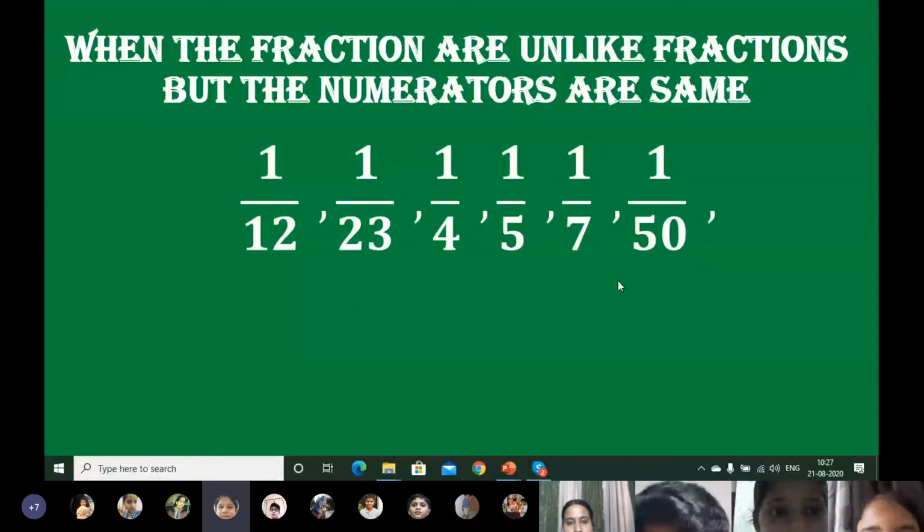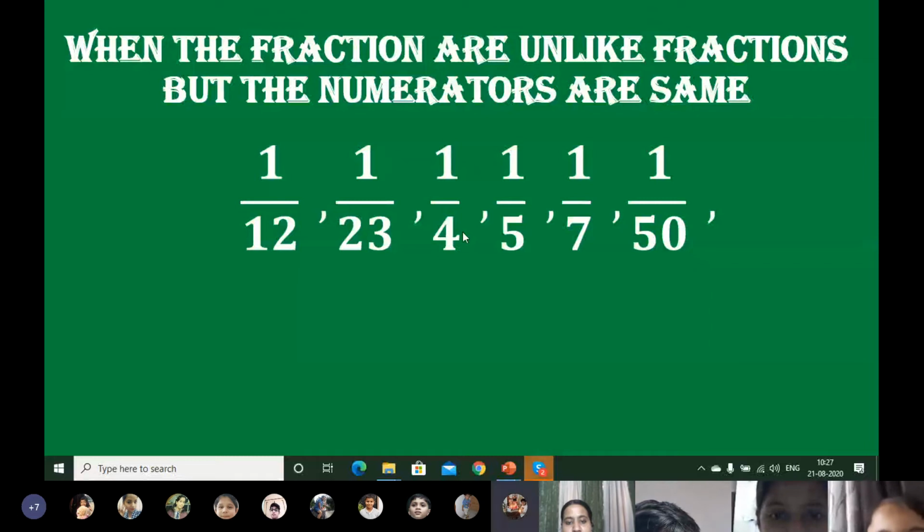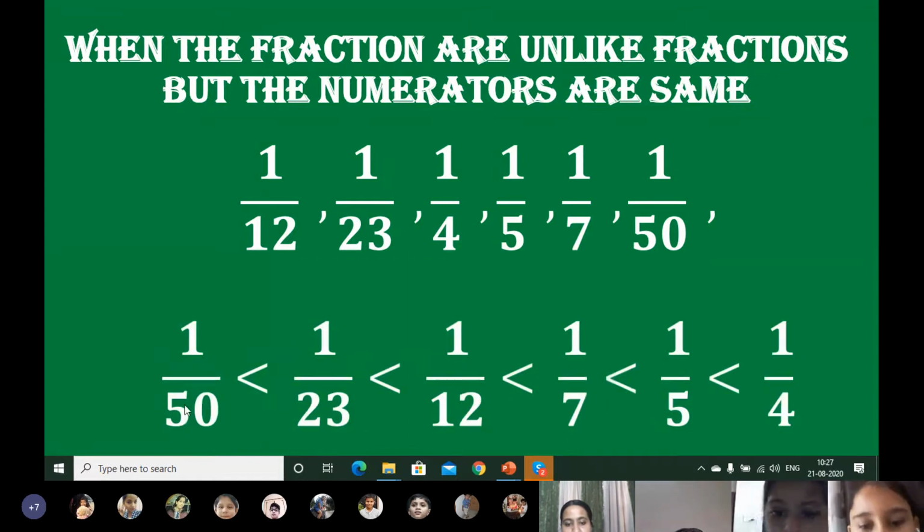1 upon 50. And then it will be 1 by 23, sorry, 1 by 23 is smaller than 1 by 12, is smaller than 1 by 7, is smaller than 1 by 5, is smaller than 1 by 4. Understood? Clear with the concept? Yes, ma'am. And you have seen I have not written commas, I have used the less than sign.